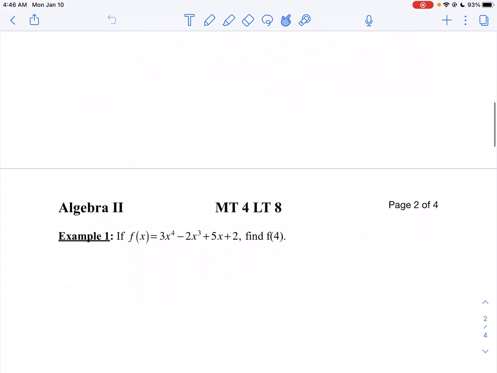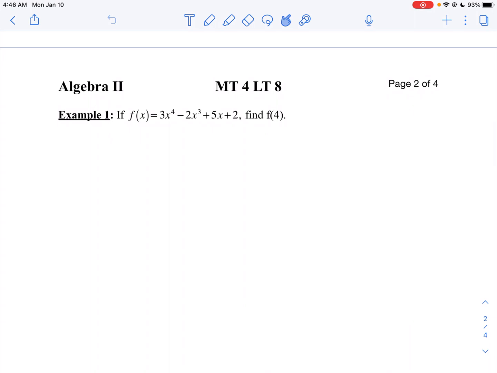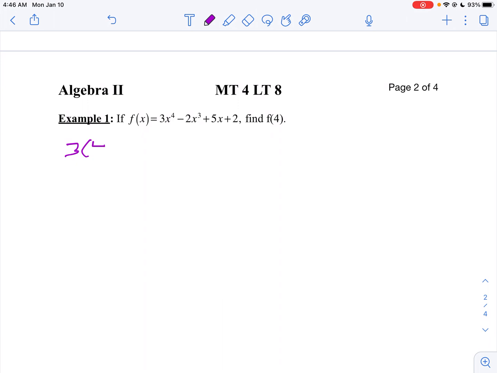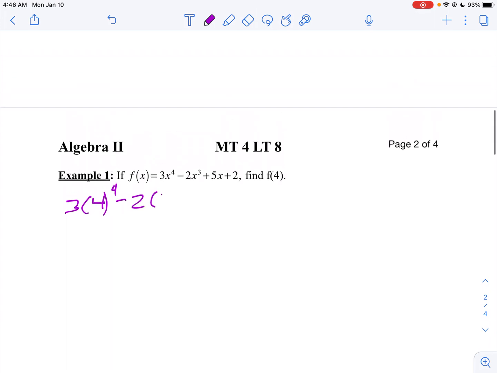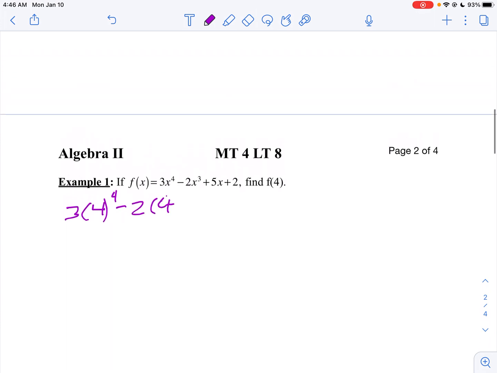Here's how we usually evaluate a function. I want to find f of 4. So what I'm going to do is I'm going to go 3 times 4 raised to the 4th power, minus 2 times 4 to the 3rd power, plus 5 times 4, plus 2. Okay, well 4 to the 4th is 256.